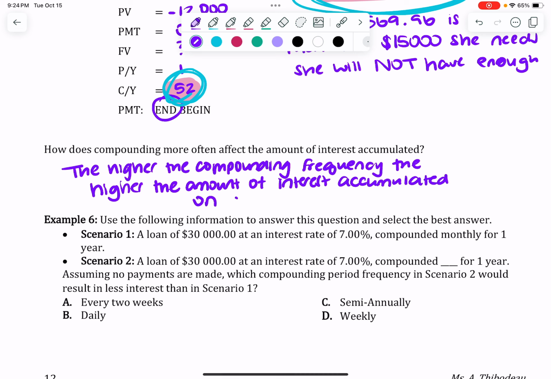On an investment. Okay, so the higher the compounding frequency, the higher the amount of interest accumulated on an investment. Which means if you are at a bank, you are trying to decide between two bank accounts and everything is identical. You're not planning to invest more in one than the other.